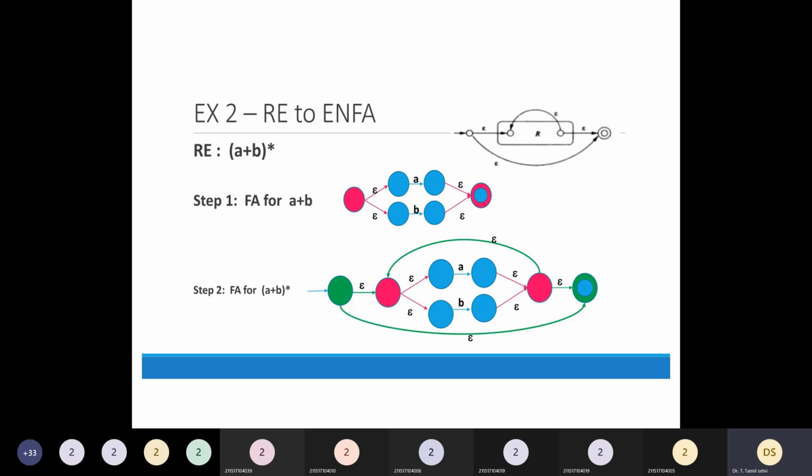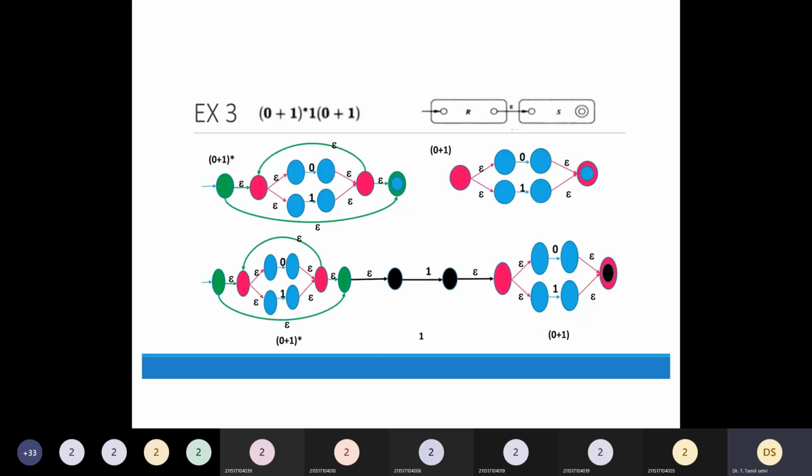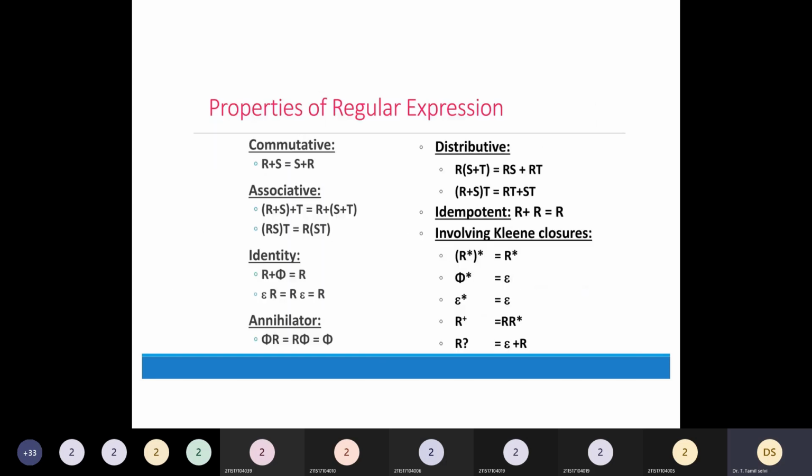And then star means I can read n number of times the same input symbol. For that I have to draw one reverse edge. Through this reverse edge, I can read n number of times with the same input symbol. So this is the final diagram for A plus B whole star. Likewise, you can draw the finite automata for any given regular expression.